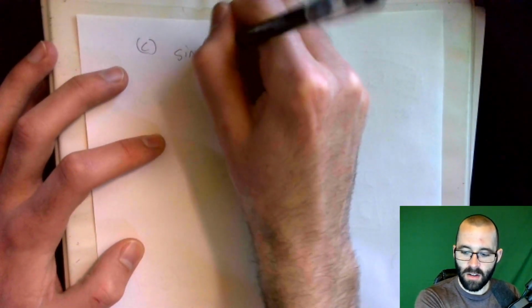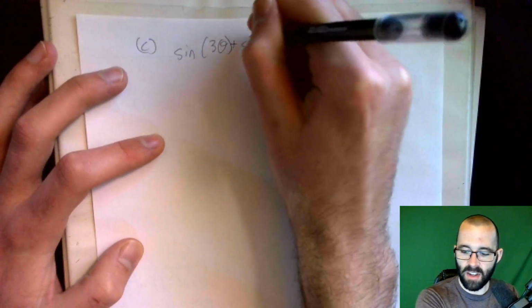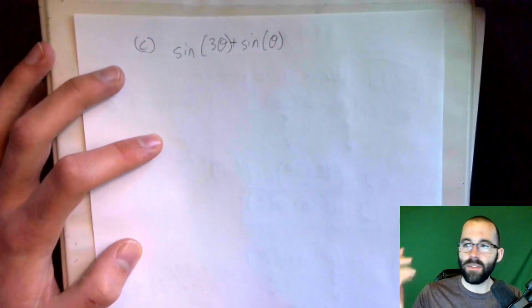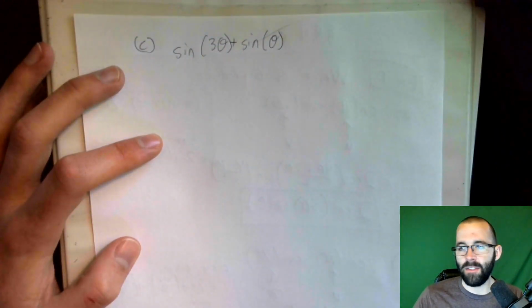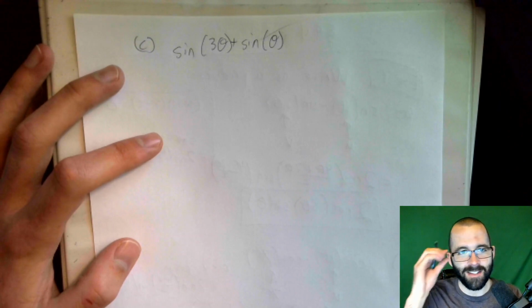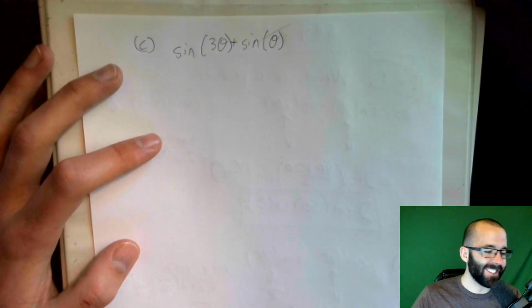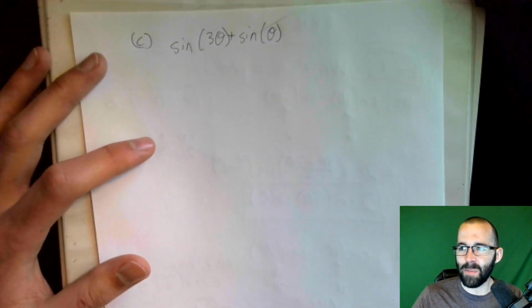Sine of 3 theta plus the sine of theta. Again, first step, find the formula, identify u and v, and then just do it and get the right answer. Great suggestion. I know, great advice. You know, that's why they pay me the big bucks.